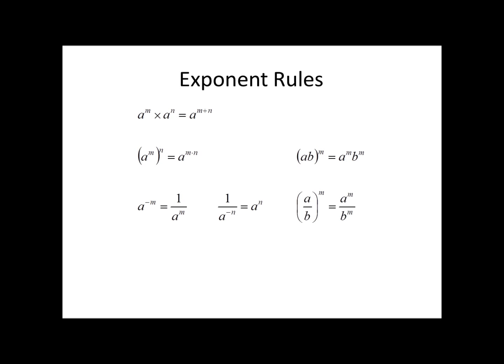Now if we have a power on a fraction, we can also distribute the power to the top and bottom of the fraction. So instead of a over b all raised to a power, we can distribute that power to the top and bottom separately. And the last thing you need to remember is that whenever you see a zero power, that term is equal to 1. All of these rules are true whether we are using variables or numbers. So you need to remember a variable to a zero power is 1, a letter to a zero power is 1.